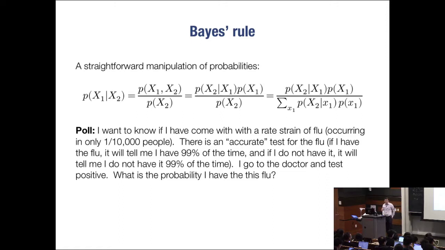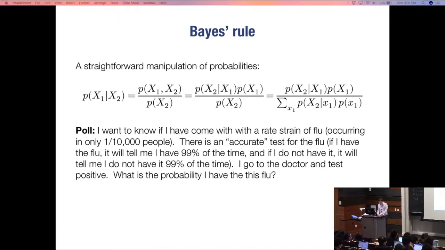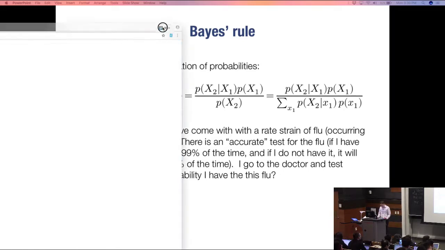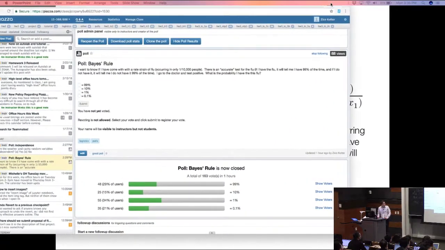So I go to the doctor and I test positive for this flu. And the question is, do I actually have the flu, or what's the probability that I actually have the flu? I even give some approximate results here on the Piazza poll. You don't have to get it exactly, but is it approximately 99%, approximately 10%, approximately 1%, or approximately 0.1%? So we'll open the poll, think about that for a few minutes. Let's take a look.